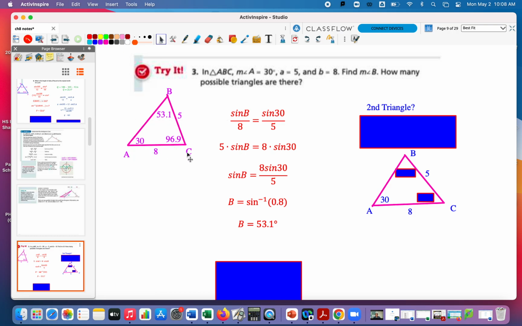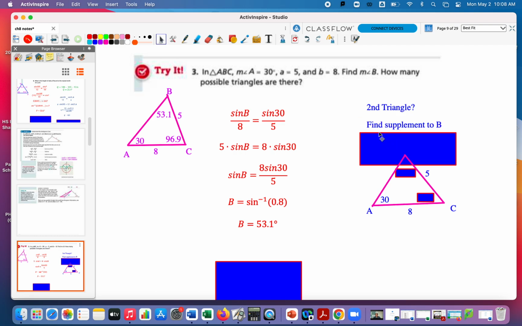Again, this is not drawn to scale. This is just me setting it up to know where everything goes. Okay, but is there a second triangle? To figure that out, find the supplement to B. We found angle B was 53.1, but what does it supplement? Let's take 180 minus 53.1. You get 126.9. You'll notice that the sine of 126.9 and the sine of 53.1 give you the same value.